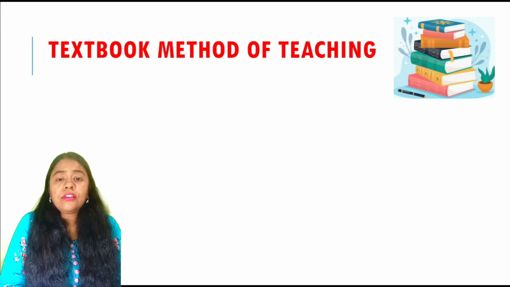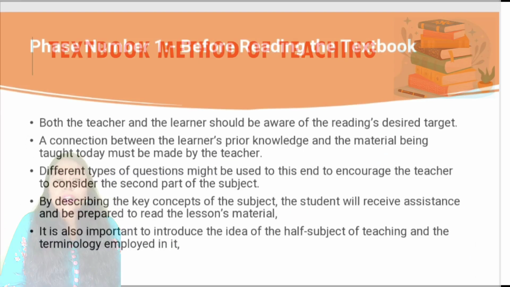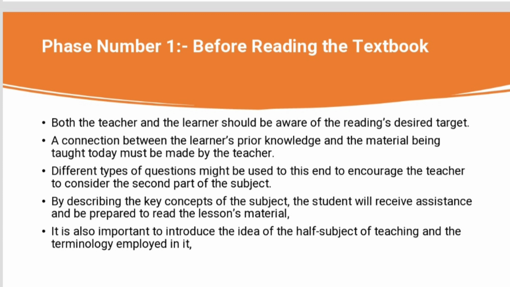Now let us see phase number 1, before reading the textbook. The following factors should be taken into consideration when a learner begins reading a book aloud while speaking or silently. Both the teacher and the learner should be aware of the reading target desired. A connection between the learner's prior knowledge and the material being taught today must be made by the teacher.